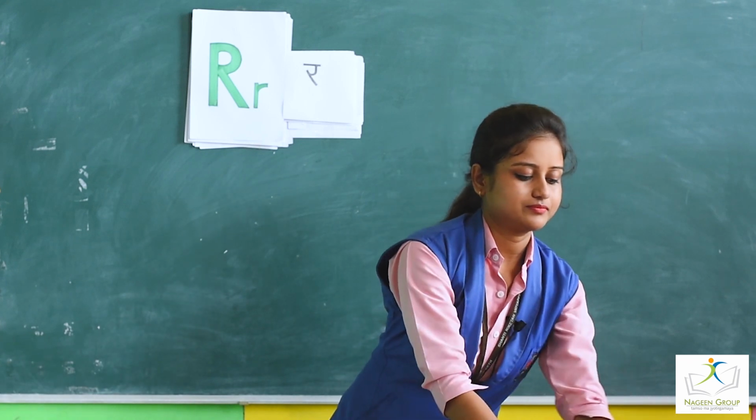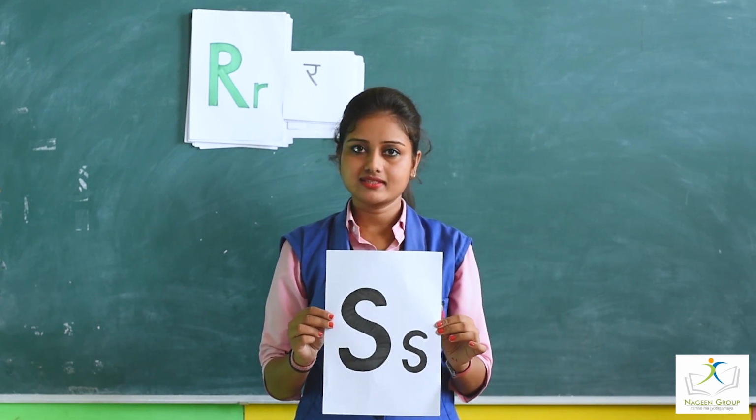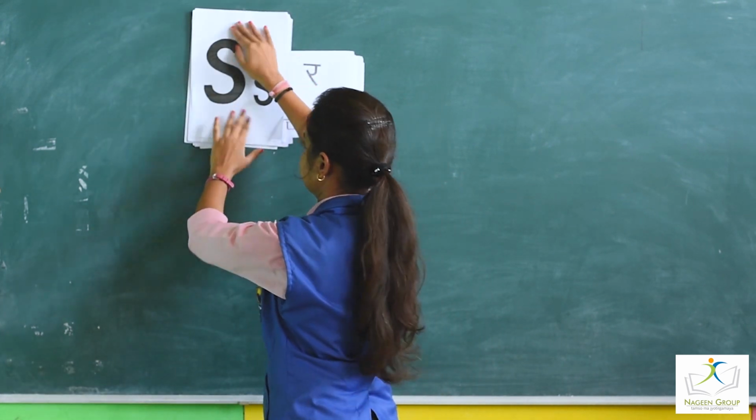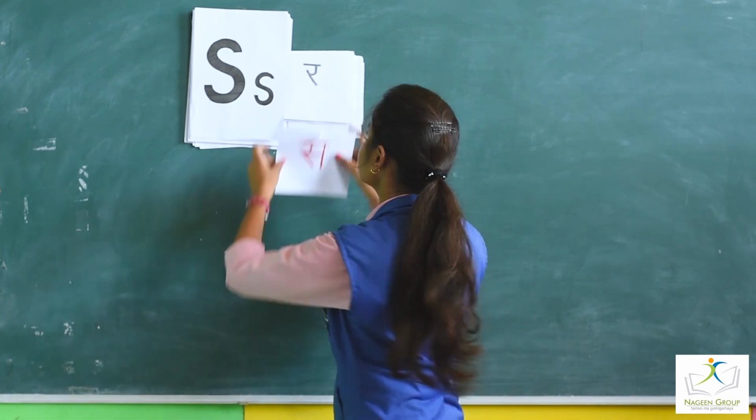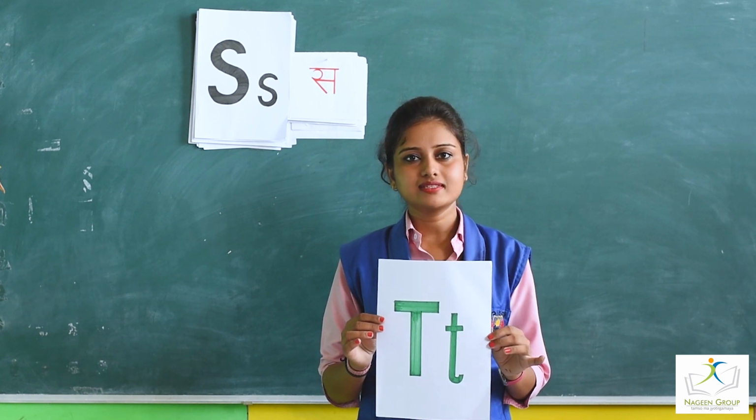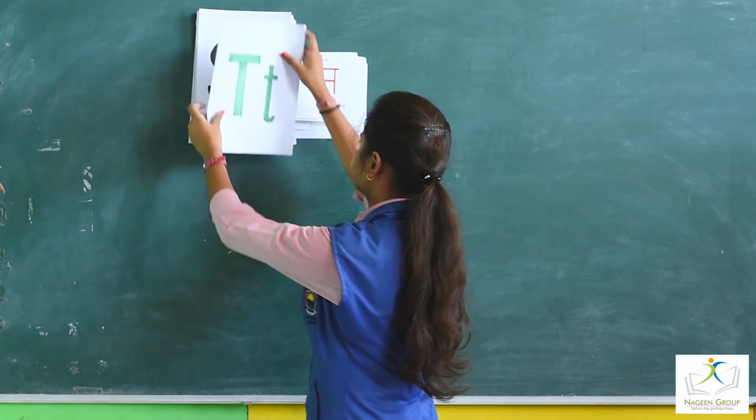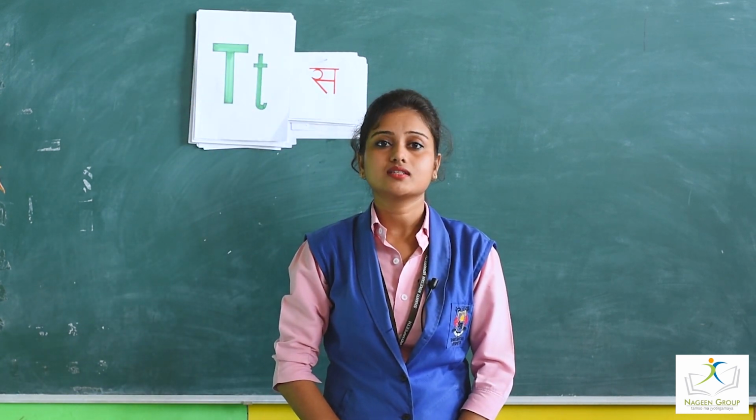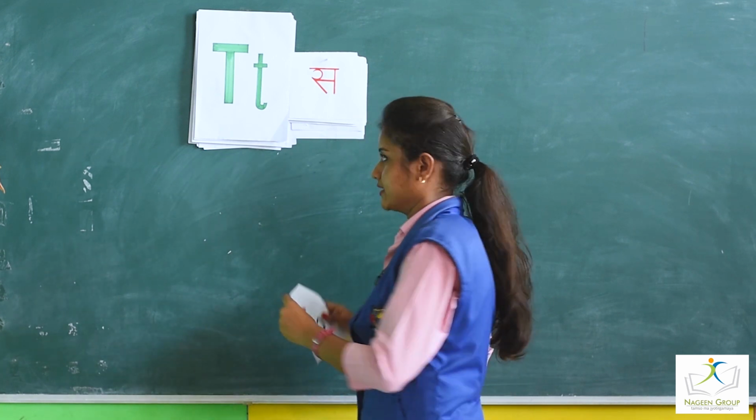Next letter is letter S. What is this? Letter S. The sound of letter S is sa, sa, as in sun. Next letter is letter T. What is this? Letter T. The sound of letter T is T, as in train.